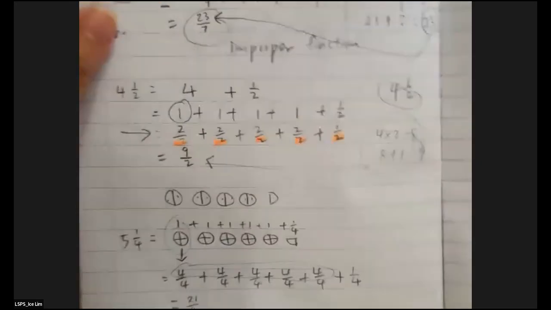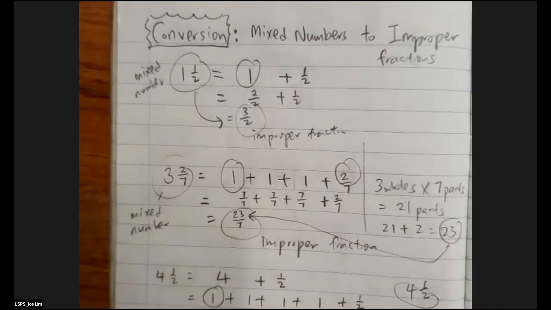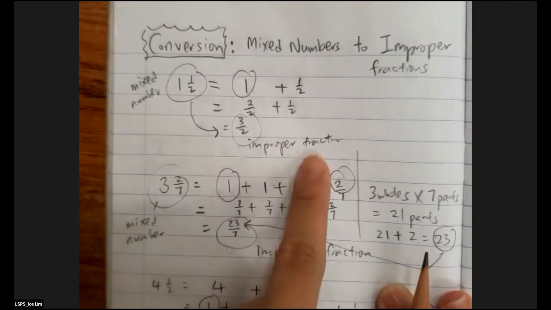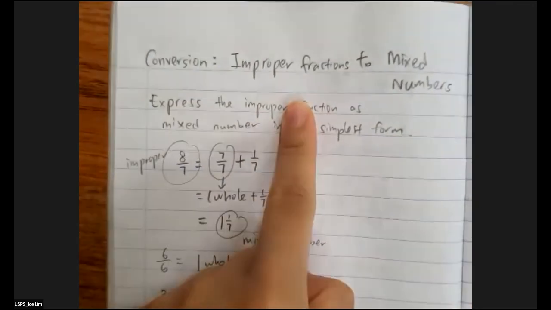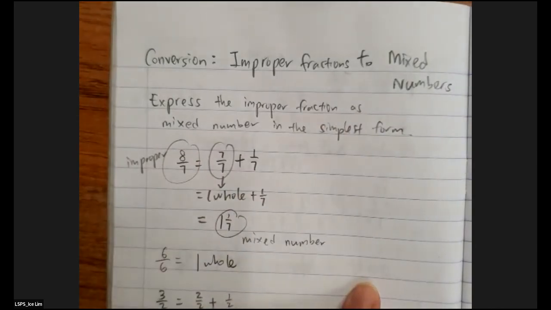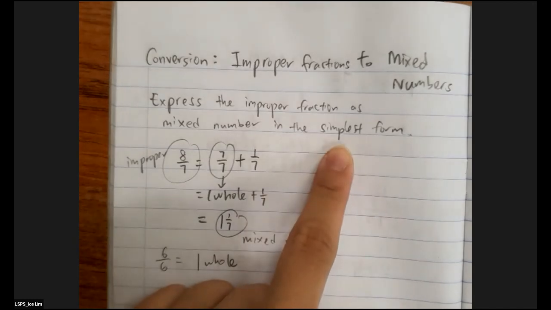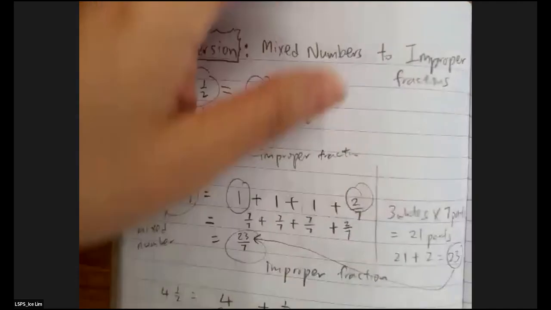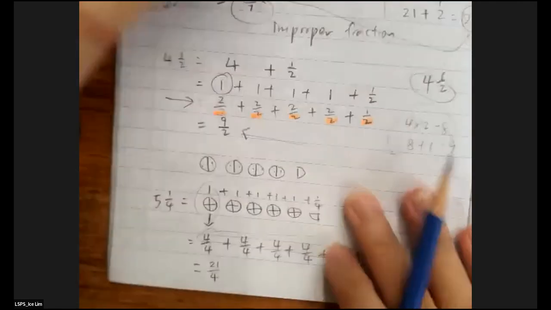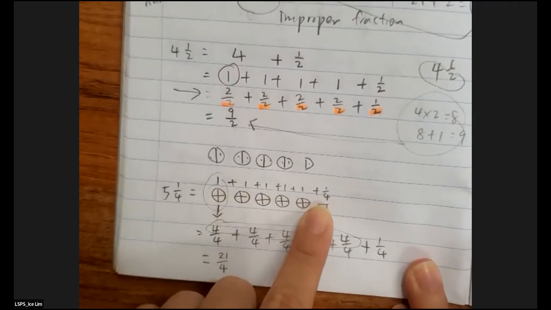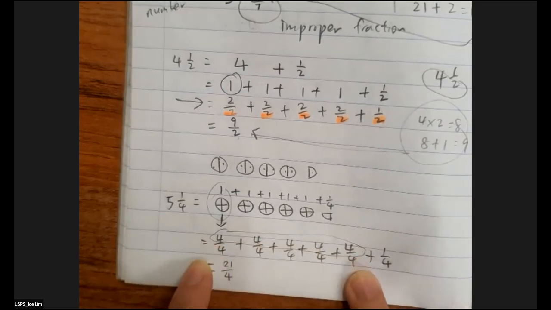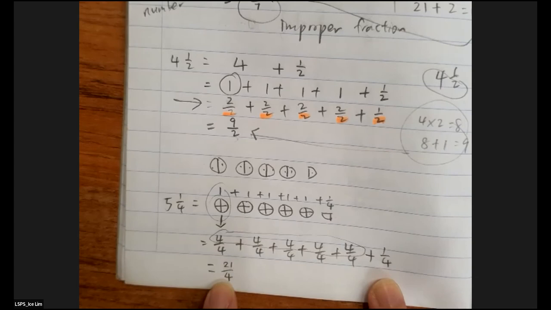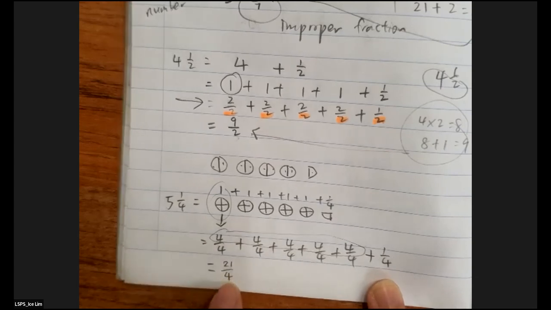Okay, so yesterday's key activity was to deal with conversion. Converting from mixed number to improper fraction, and also from improper fraction to mixed number, so the other way around. And the important keywords include simplest form. And we talk about the long method. The long method is going from drawing pictures to understanding what the wholes are, converting each whole to its relevant fraction, and adding up the like fractions, and you get the improper fraction here.